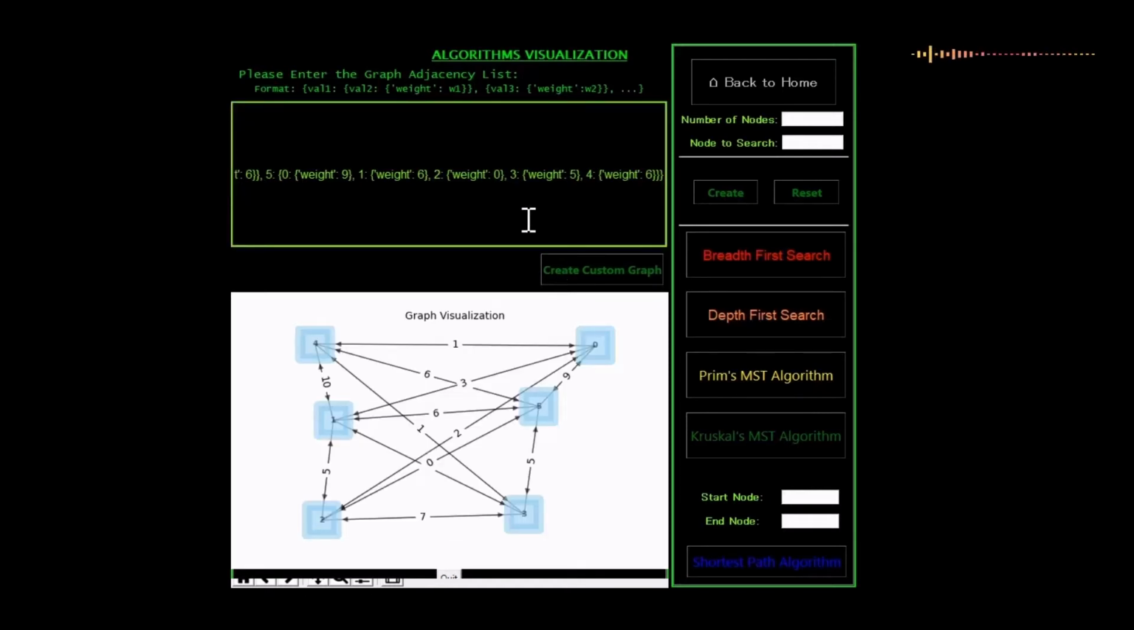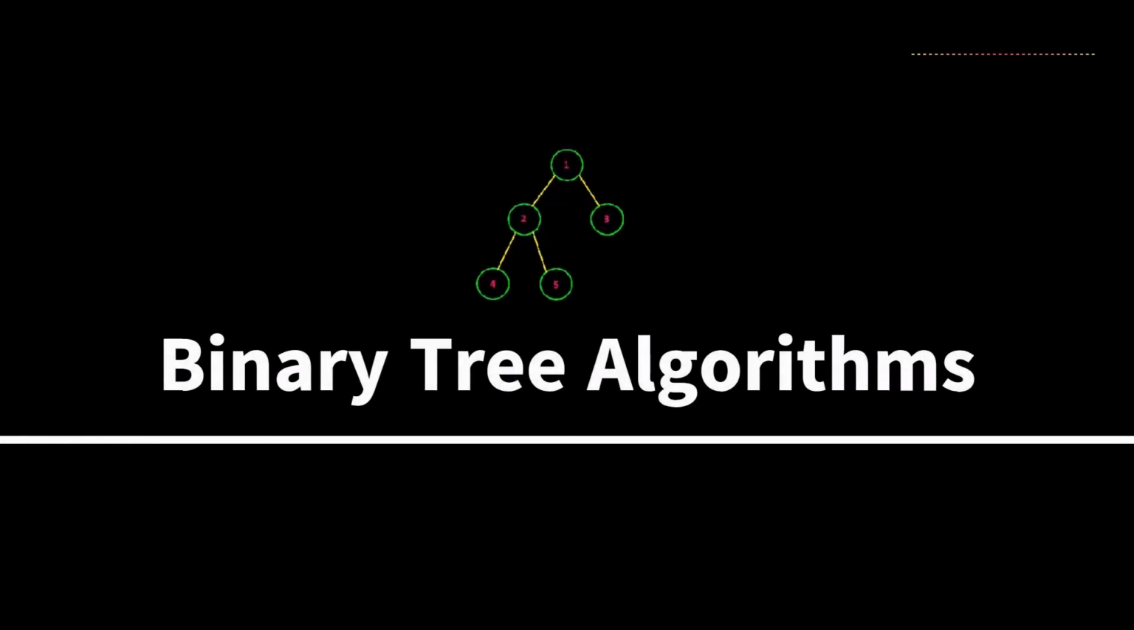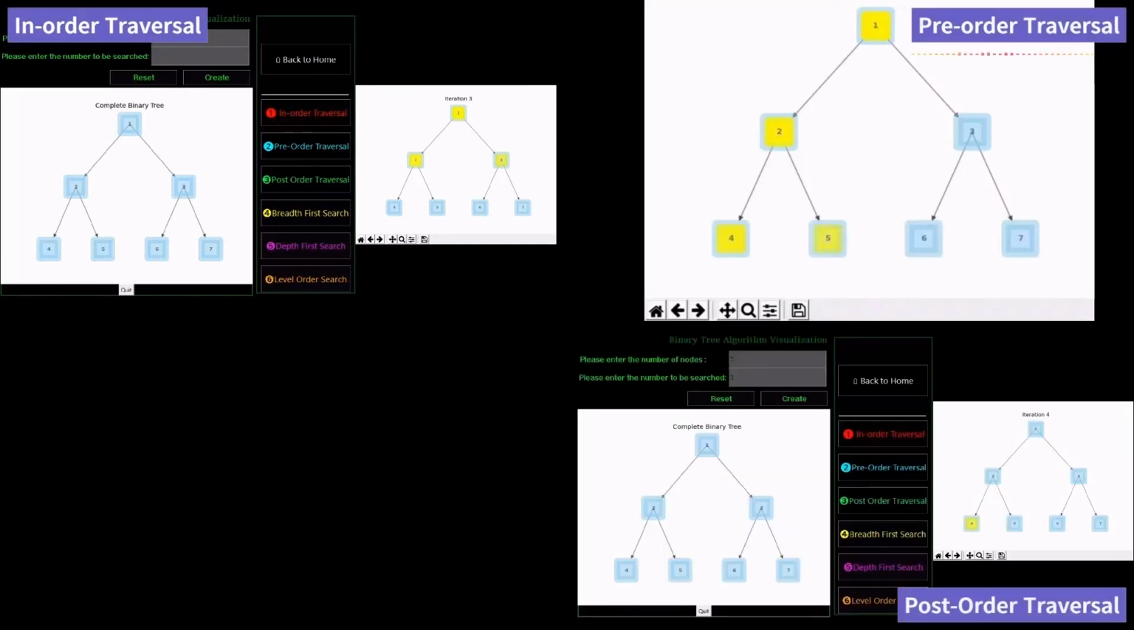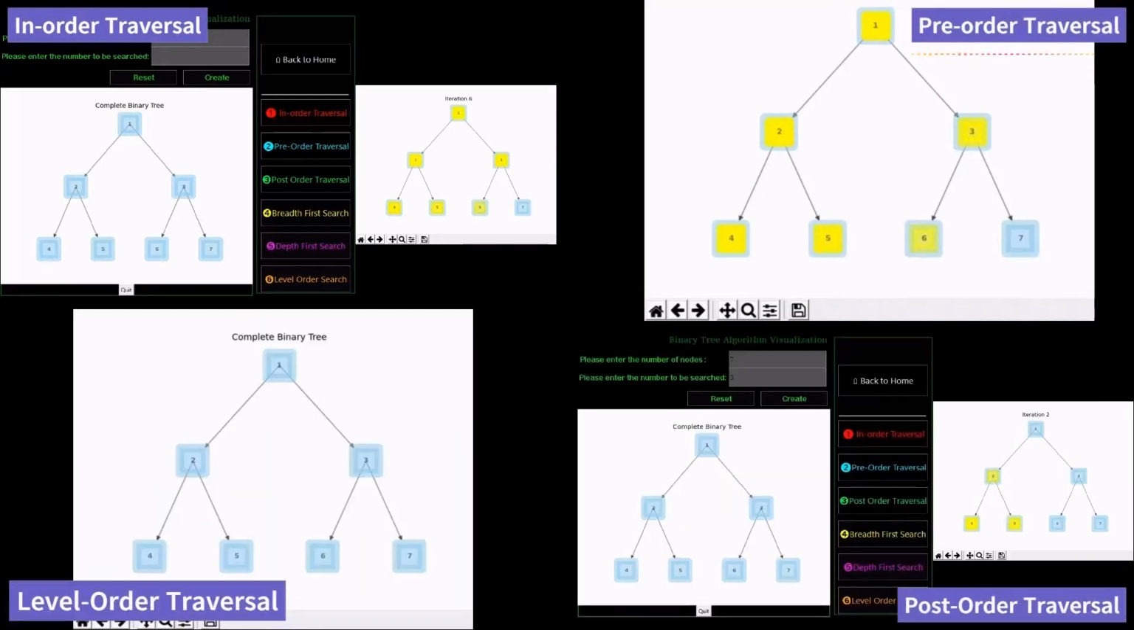Let's start with some binary tree algorithms. Users can visualize in-order, pre-order, post-order, and level-order traversals.